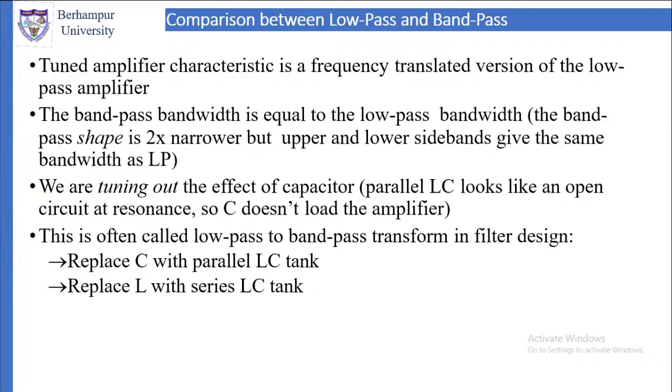Here is a comparison between low pass and band pass. The tuned amplifier characteristic is a frequency translated version of the low pass amplifier. Band pass bandwidth is equal to the low pass bandwidth. That is, the bandwidth is 2 times narrower than the upper and lower sidebands, giving the same bandwidth as low pass. We are tuning out the effect of capacitors in this case. Parallel LC looks like an open circuit at resonance, so C does not load the amplifier.